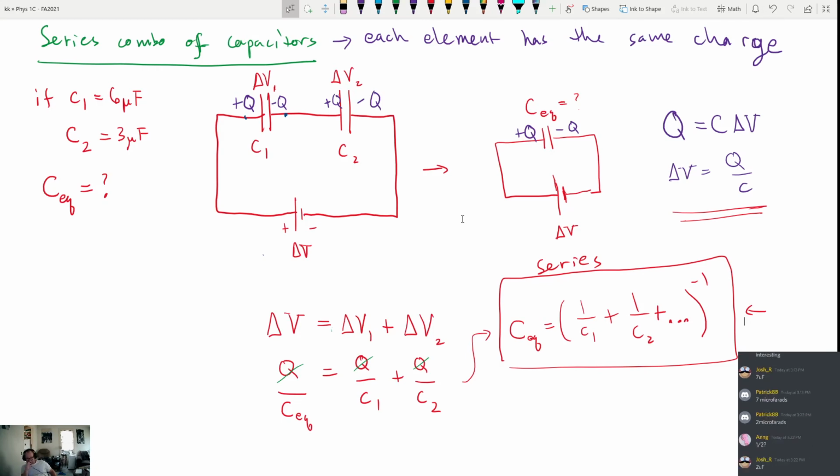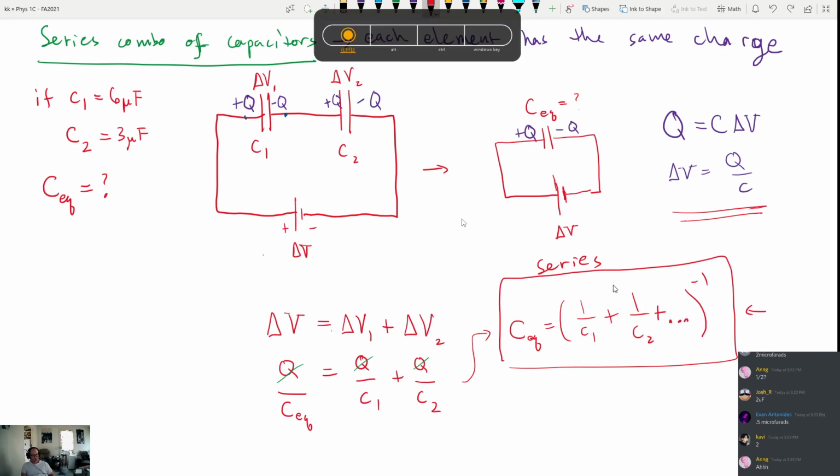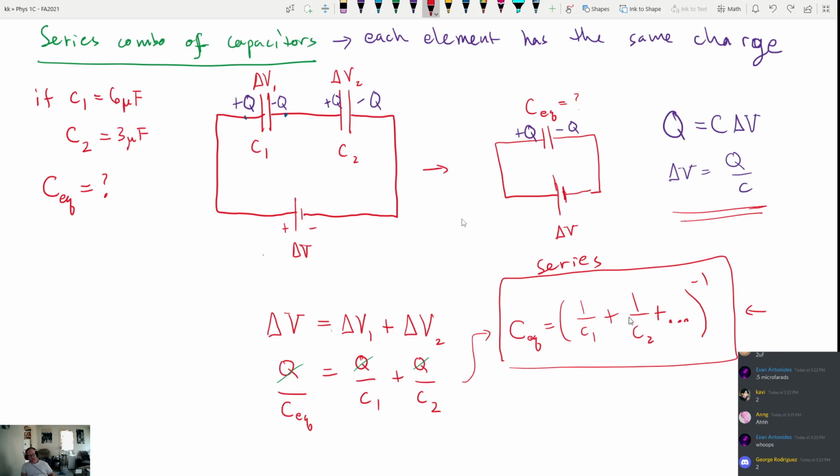Is it a half? Is that what you get? I think it's 2. But if you got a half, I understand why you did. Maybe you can't see this little piece right here, but there is a raised to the -1 power right here. So not only do you have to add the inverses, but you need to raise it to the -1 power. Otherwise, the units just won't work out. So the way we do this one is CEQ is going to be equal to 1 over 6 microfarads plus 1 over 3 microfarads, to the -1.